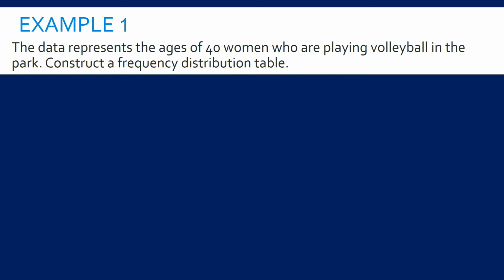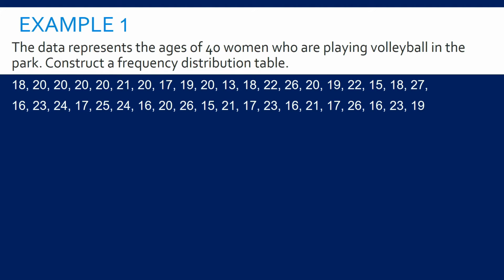Let us try to solve this example number 1 by making a frequency distribution table. The data represents the ages of 40 women who are playing volleyball in the park. We are going to construct a frequency distribution table. So these are the ages of women who are playing volleyball in the park. Based on the steps, the first thing to do is to get the range, but before that, we have to identify the highest value and the lowest value.